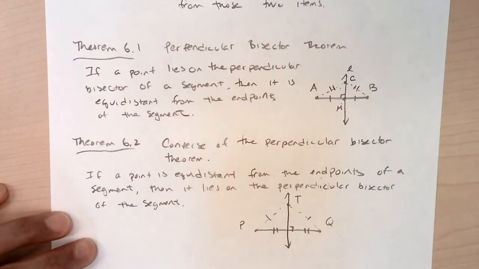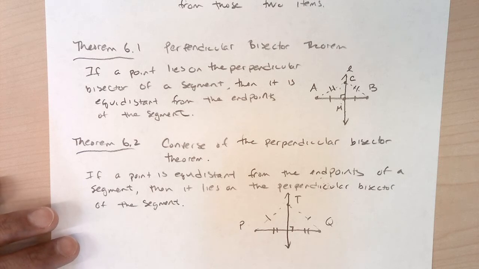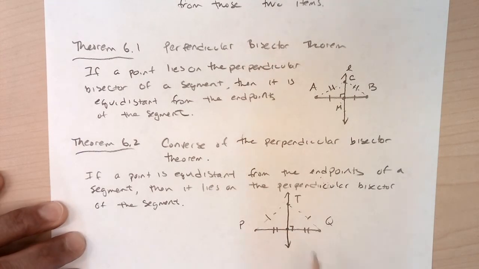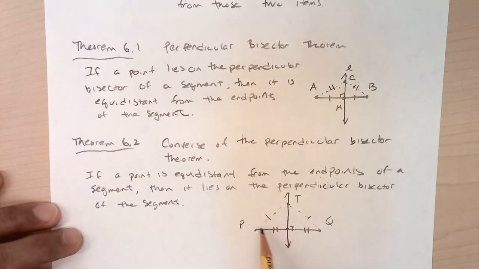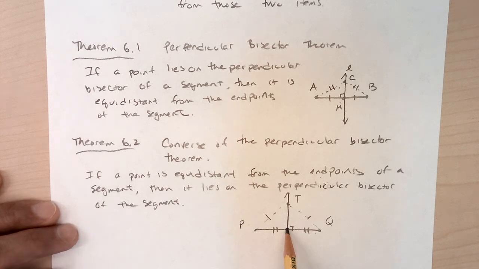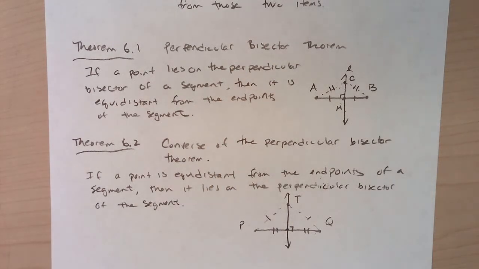And you might say, well, can't the point that's equidistant from the endpoints be on the segment itself? Yeah, point T or whatever you want to call it, point L or whatnot. If that's on the segment, it's still on the perpendicular bisector, even though it's the midpoint of the segment as well. But that's the converse of the perpendicular bisector theorem.